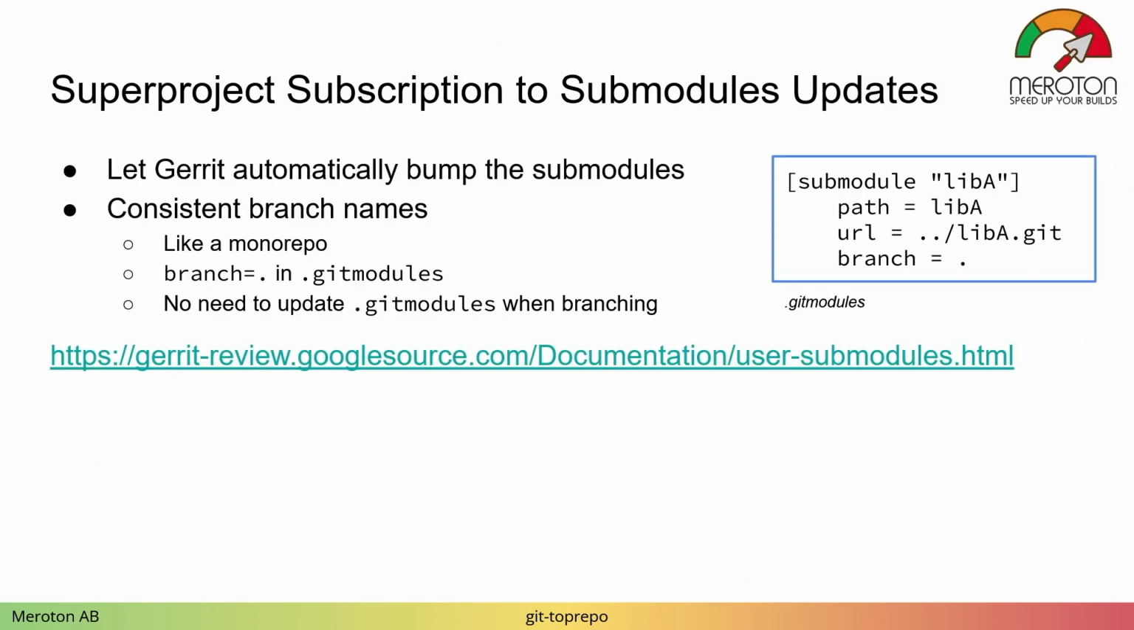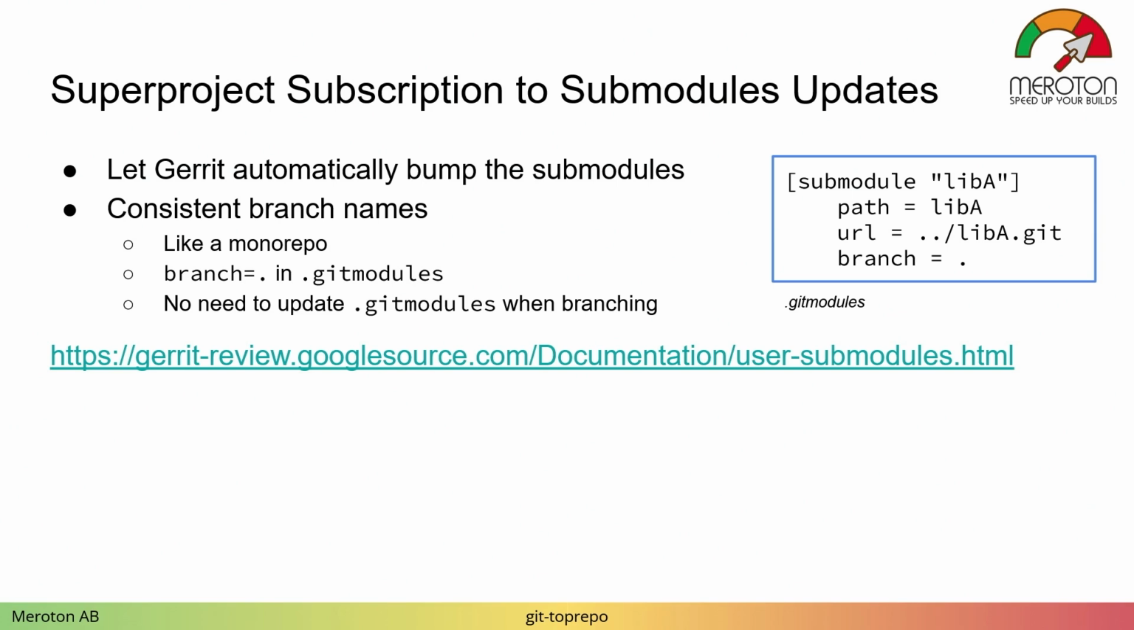Now, upgrading the dependents is easy with Gerrit, because there is something called, let me try to pronounce this, super project subscription to submodule updates. It says so on that link, I promise. So let Gerrit automatically bump the submodules if we track dependencies with submodules instead of, for example, Google repo using manifest XML. But for submodules, add branch equals period into your .gitmodules, and also do some configuration in Gerrit.